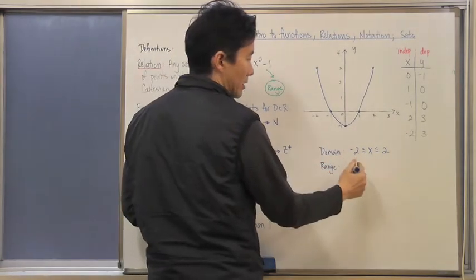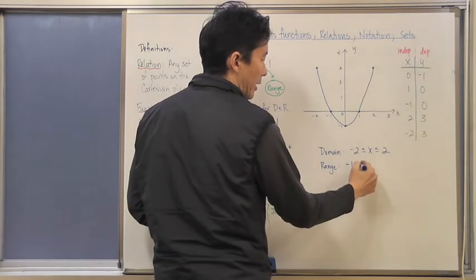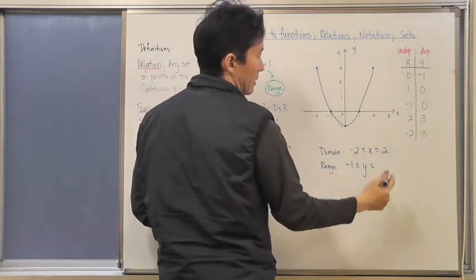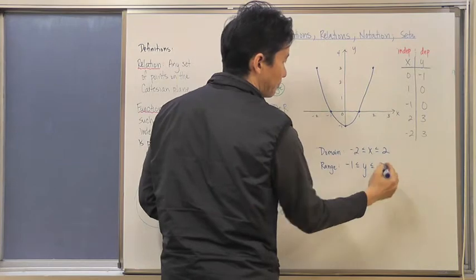And now with the range, well, the lowest value is still -1, but the maximum y value is actually going to be 3.